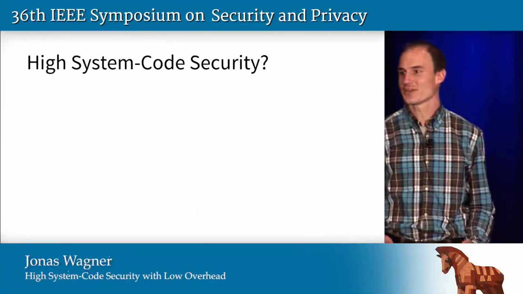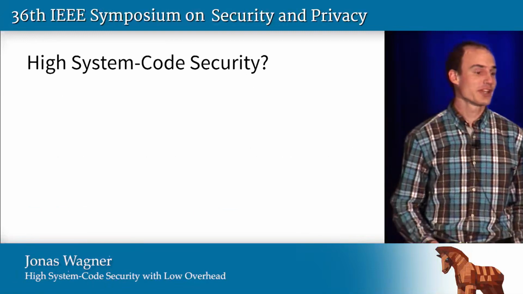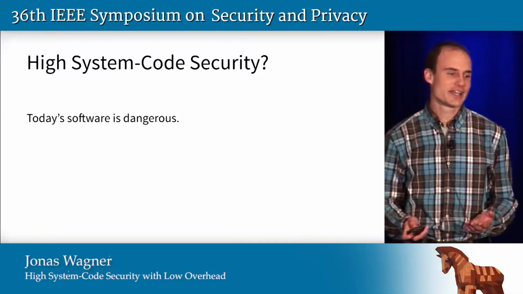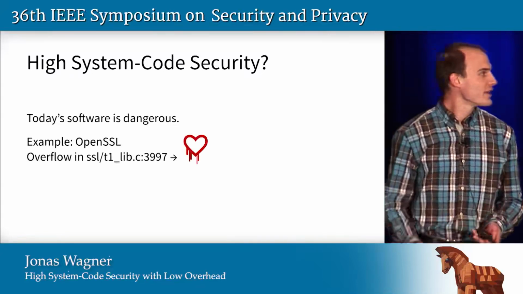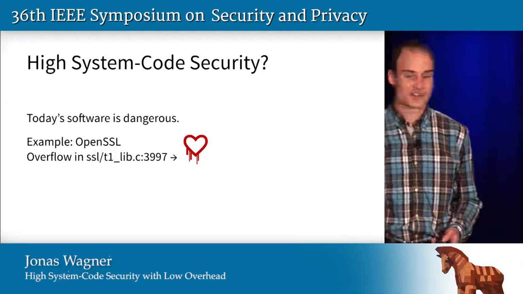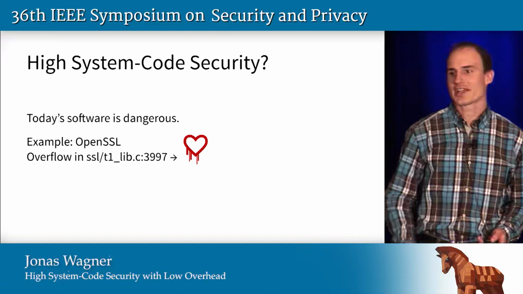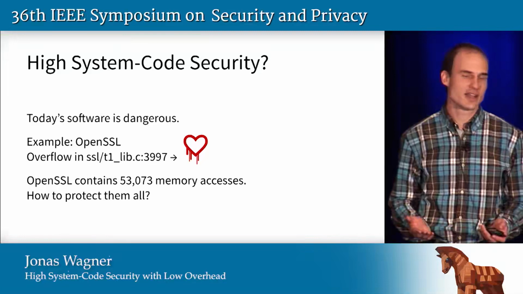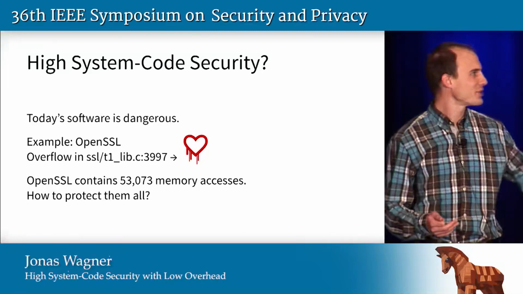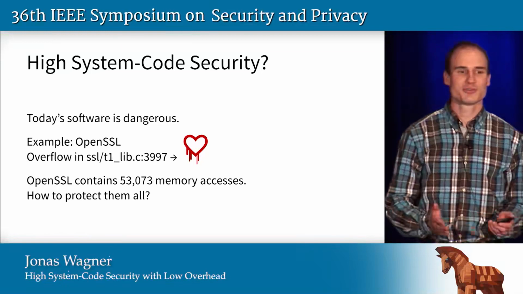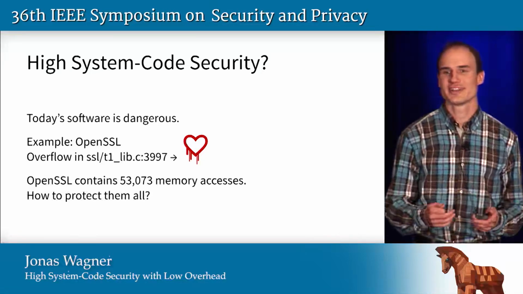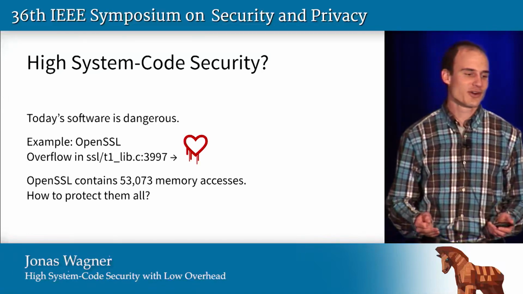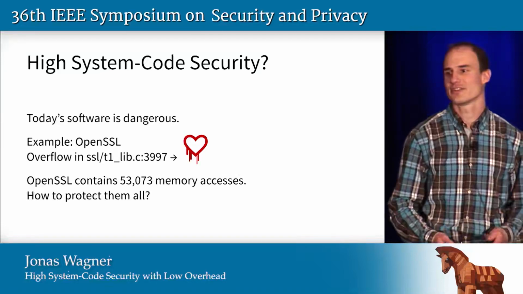We are interested in high system code security because we use a lot of systems code and it's dangerous. For example, a single memory access that goes wrong can have dramatic consequences, like in the case of OpenSSL about a year ago. And this was a single memory access, but there are literally tens of thousands of memory accesses in OpenSSL. And we've heard about this buffer overflow way too much. We would like to move to more interesting research like the SSL research from yesterday. So is there a way to once and for all get rid of all these problems with memory accesses and other low-level issues?